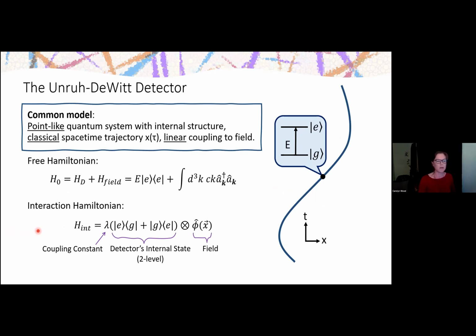The common model consists of a point-like particle linearly coupled to a quantum field traveling on a classical trajectory. The interaction with the field is always restricted to a particular location in space-time, and only its internal state is a quantum degree of freedom. Hence, in the free Hamiltonian, we only have two terms, one for the internal energy and one for the energy of the field. In the cases I'm considering in this talk, we're going to use a two-level system. So the detector's internal state has just a ground and excited state, and it can emit or absorb packets of energy to and from the field.